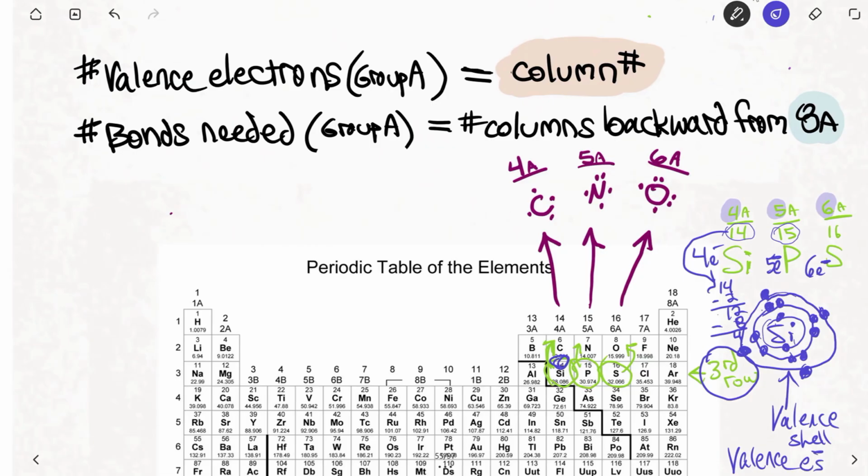So we're only dealing with the valence electrons, that outermost shell, which can be found out per element by noting what column they're in. Everything in column 4 has 4 electrons in their valence shell. Everything in column 5 has 5 electrons in their valence shell. Column 6 has 6 electrons in their valence shell.